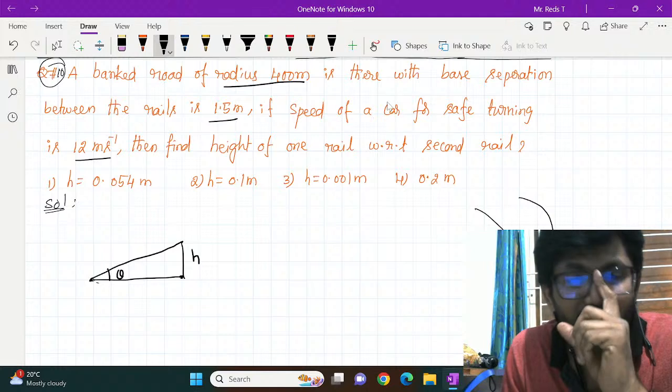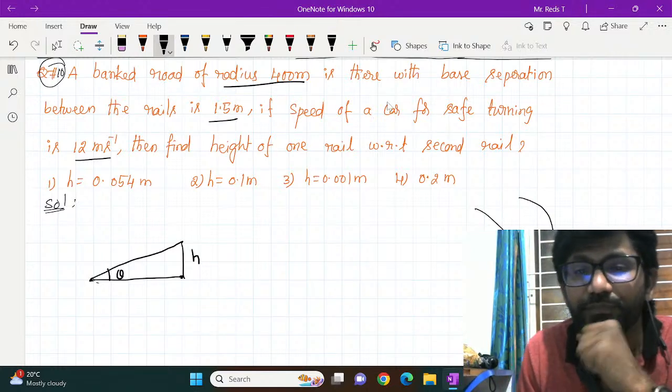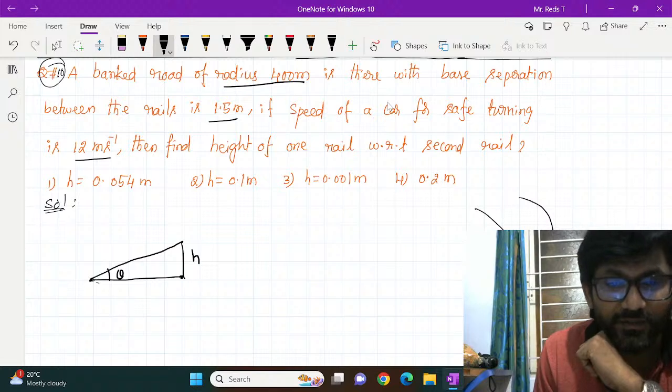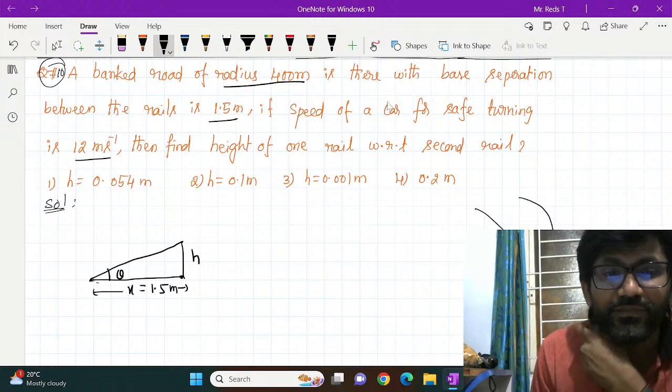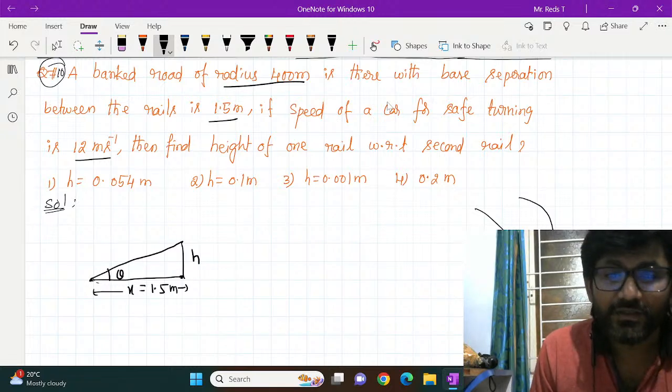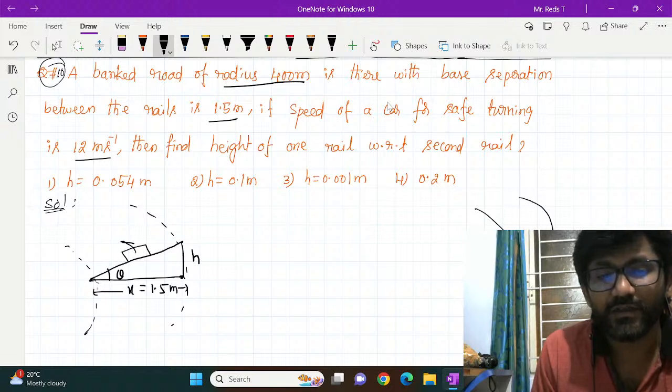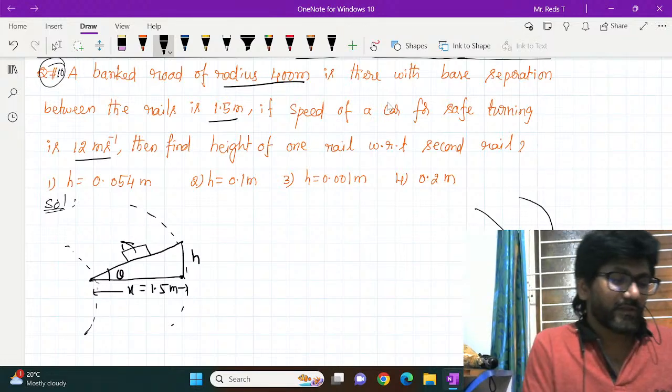I hope you are able to understand the conceptual part. And the base separation between the rails is 1.5 meter. This is the base separation, you can take x or some different symbol. This is equal to 1.5 meter from here to here. And if the car is moving on this curved road, which is a part of a circular road, a vehicle is moving like this. A car is moving.